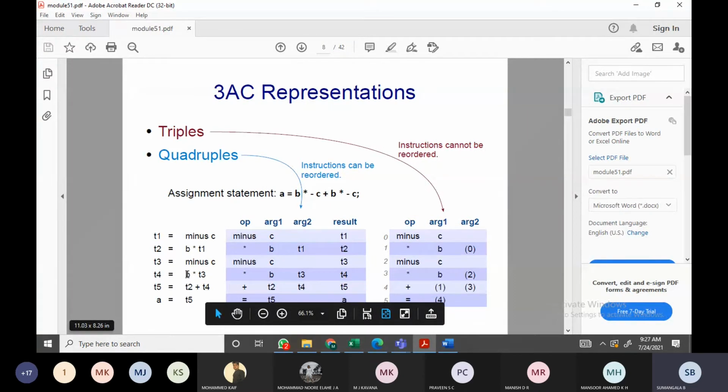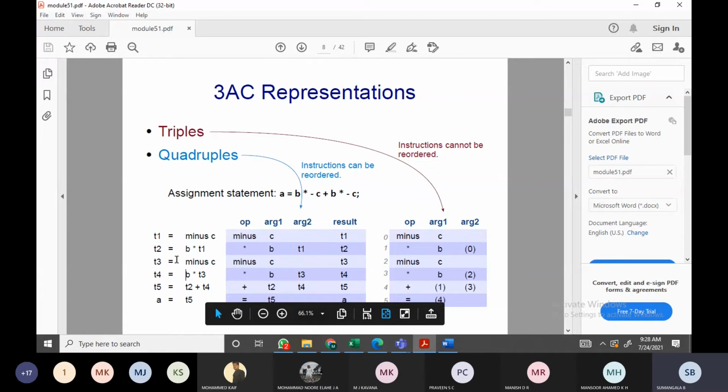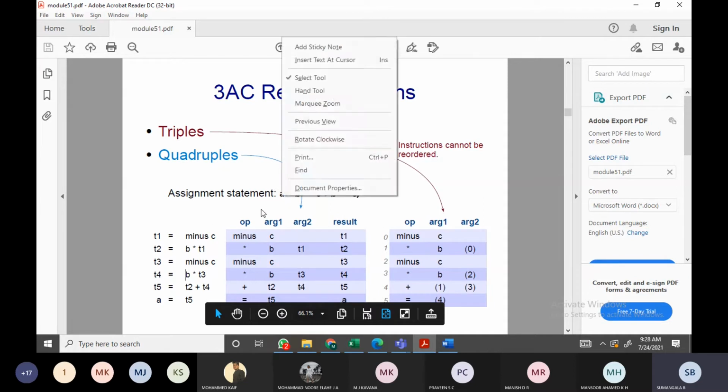So in T4 we have B star T3. That means T3 is nothing but minus C, so that result is stored in T4. Now we have performed B star minus C and B star minus C, so multiplication is over. You have to perform the plus operation. The first multiplication result is stored in T2, and the second multiplication is stored in T4. So you add T2 and T4 and temporarily store it in the variable T5. Now the result is in T5, so according to the expression, you have to store it in A.